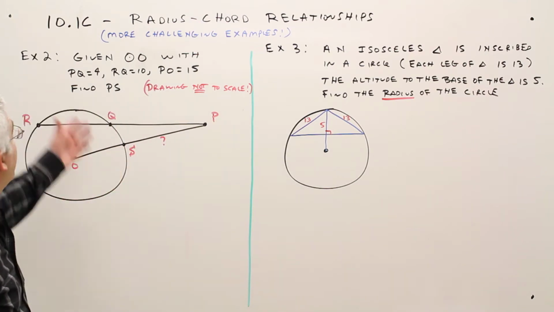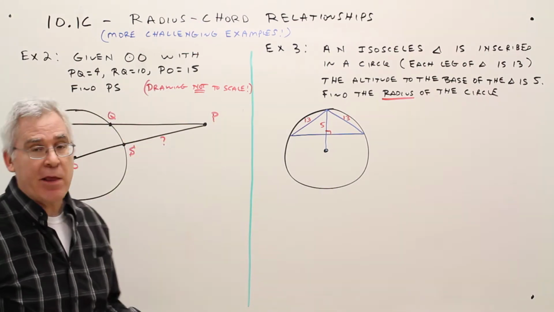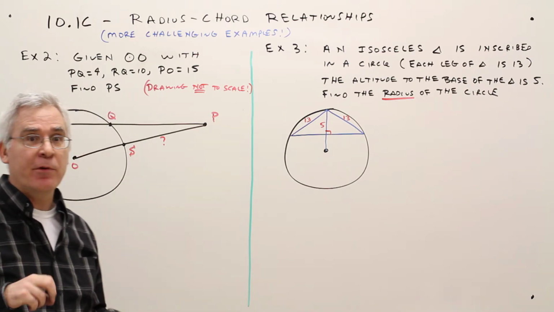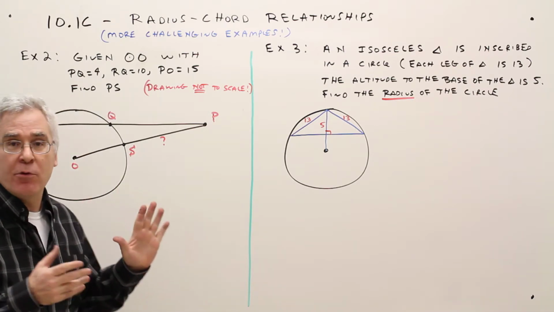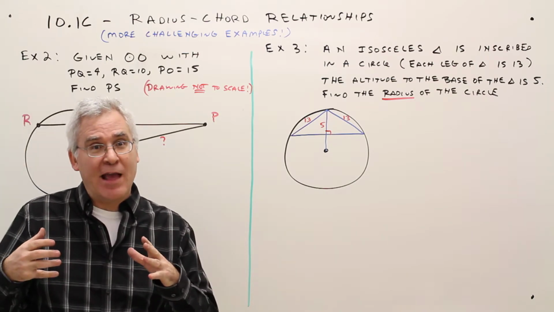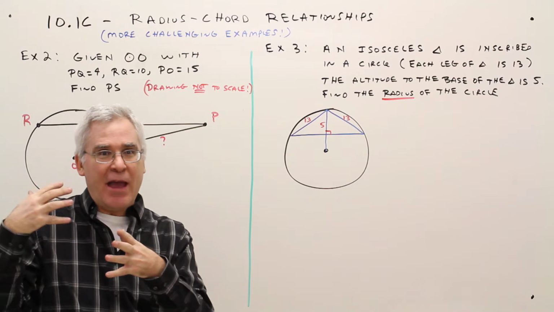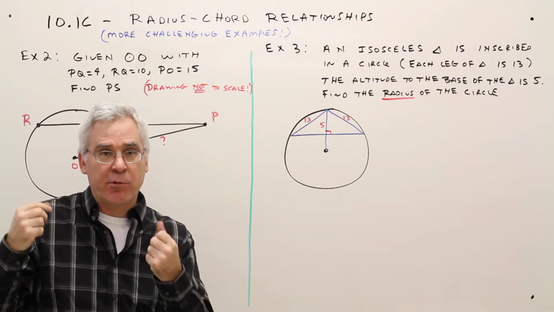Welcome to video 10.1c, some more radius chord relationships. These will be some more challenging examples, so let's get right to it. So in both of these more challenging examples, we're going to have to draw some auxiliary lines and reach back and make relationships between the theorems we just learned.